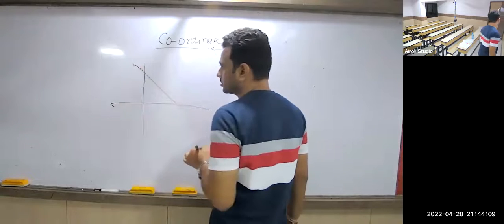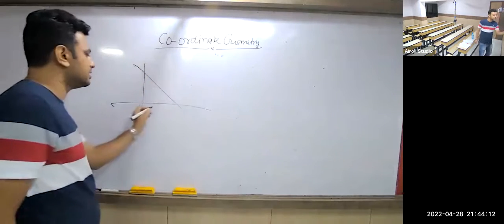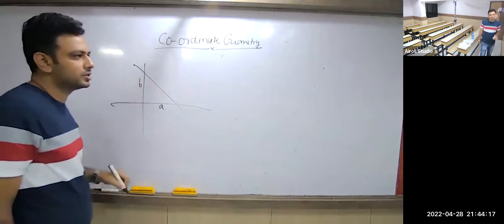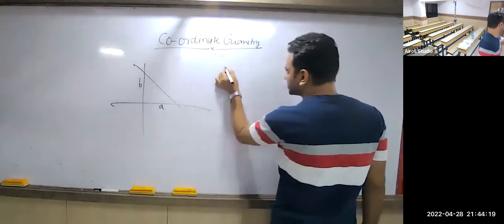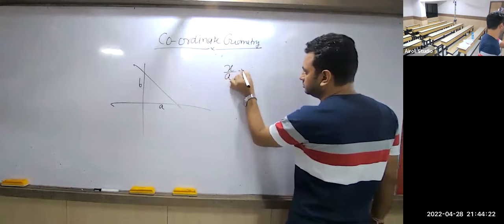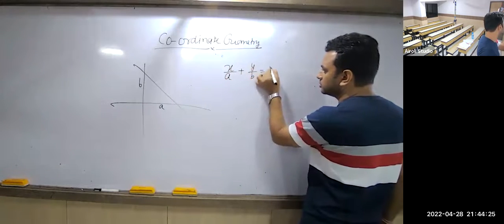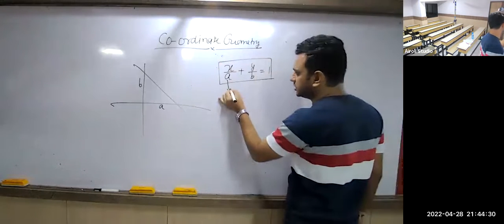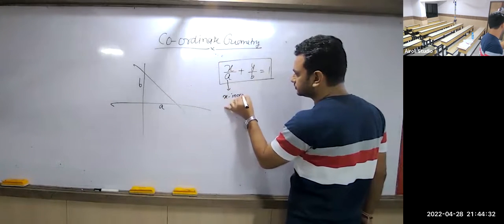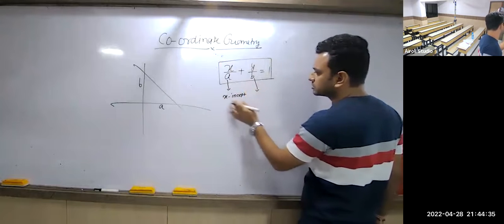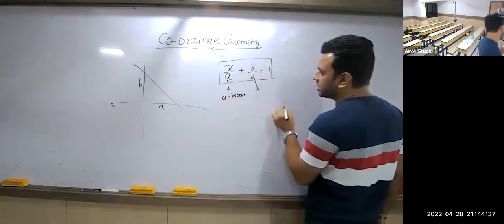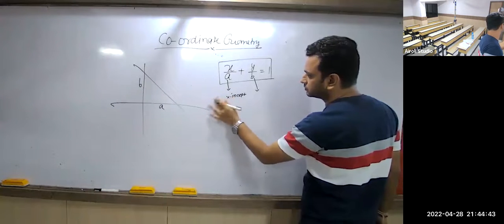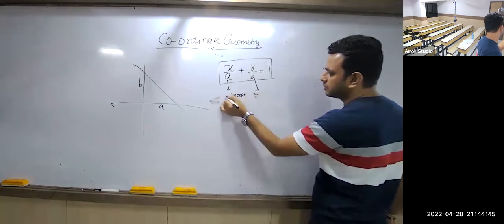Let's say I'm having this line. It is making an intercept of A with the x-axis and B with the y-axis. So in that case, you can directly write the equation x by A plus y by B equals to 1. So this is the equation of line, where A represents the x-intercept and B represents the y-intercept.